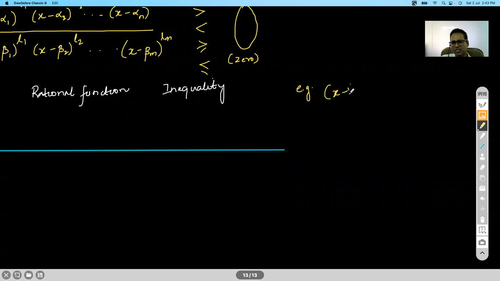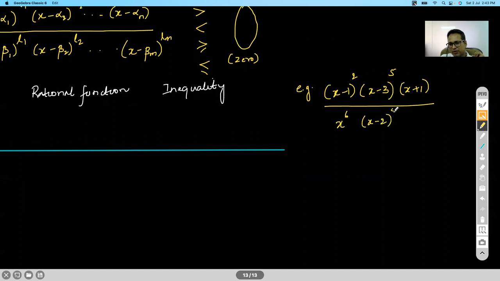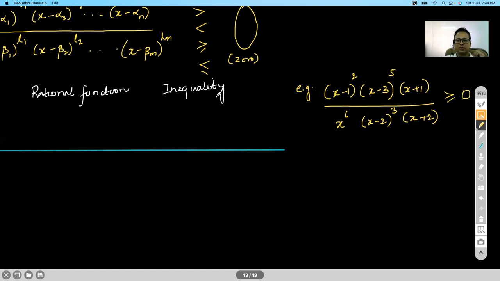Let's say I want to solve this inequality: (x minus 1) to the power 2, (x minus 3) to the power of 5, (x plus 1) to the power of 1, divided by x to the power of 6, (x minus 2) to the power of 3. Let's take a different number, 5 I've already taken, let's take 3. And (x plus 2) to the power of 1 again. And let me choose an inequality, let's say greater than equal to 0. So I've taken one example question, but don't worry, from this example you should be able to get the process very easily.